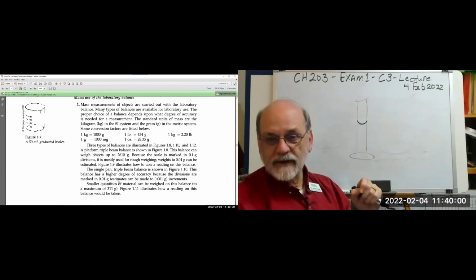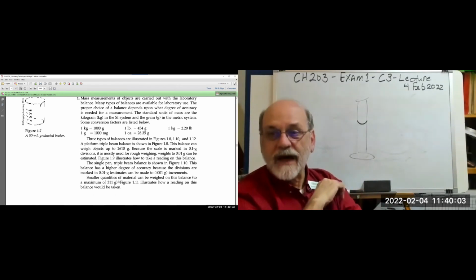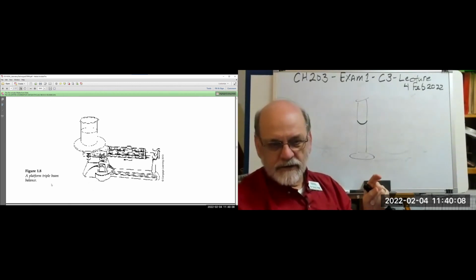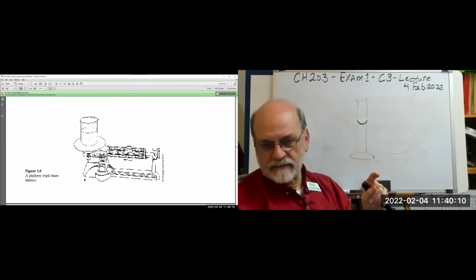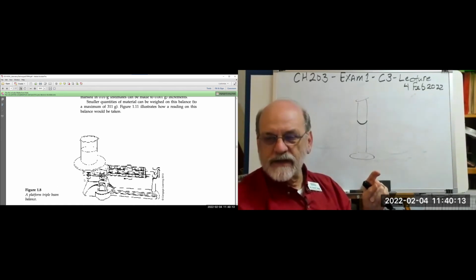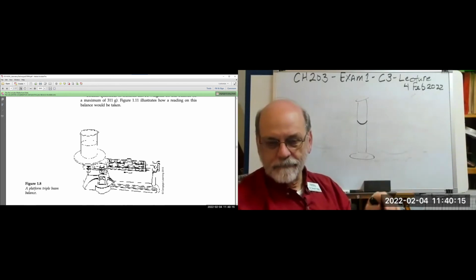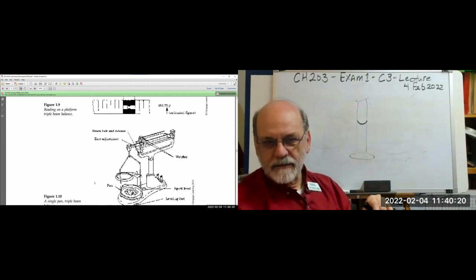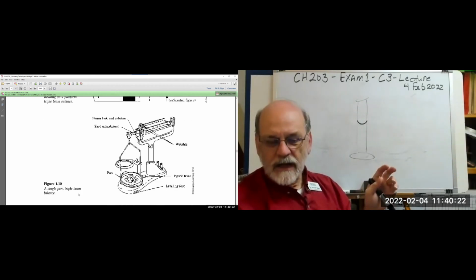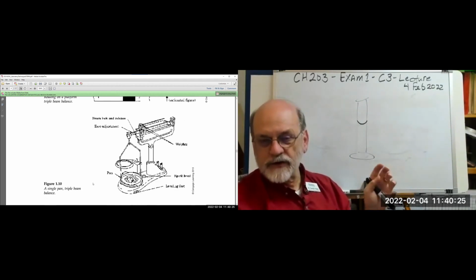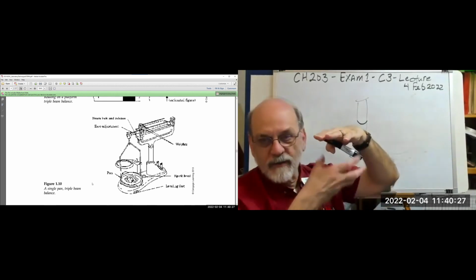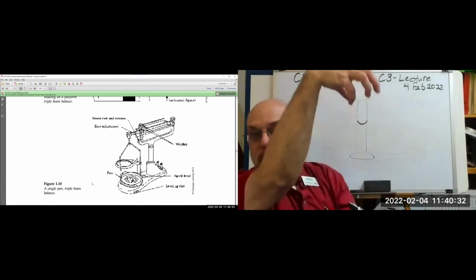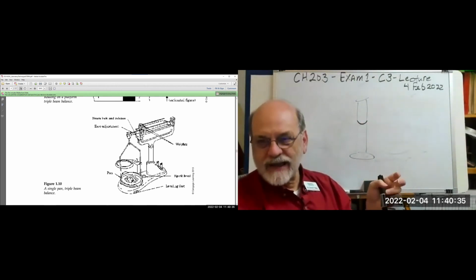Laboratory balances, right? We're going to have 3 types. Now, in the method, there's the platform triple beam. And that one is the least accurate. And then we'll have what they call a single pan triple beam. So notice the difference is the platform has all the mechanism below, and the single pan has all the mechanism above. This one is supposed to be more accurate.